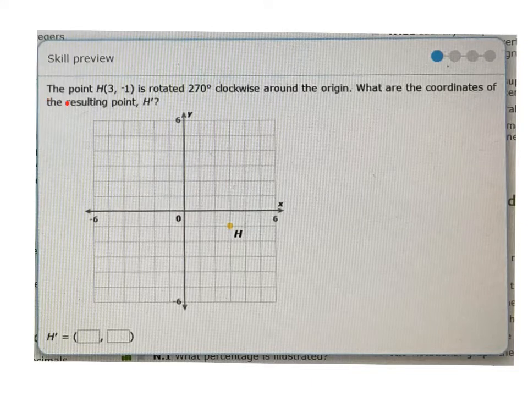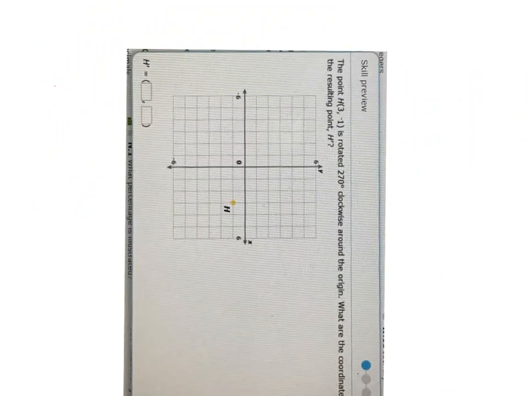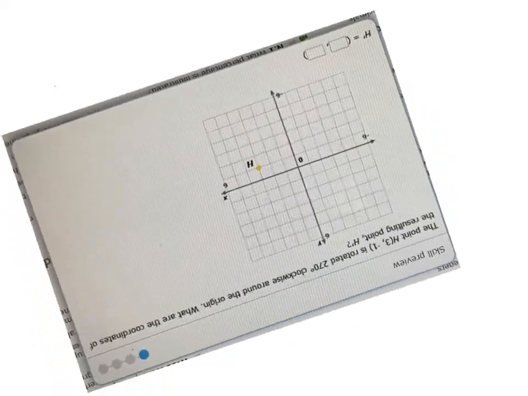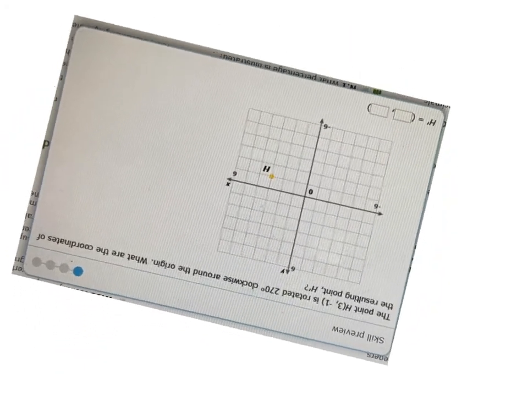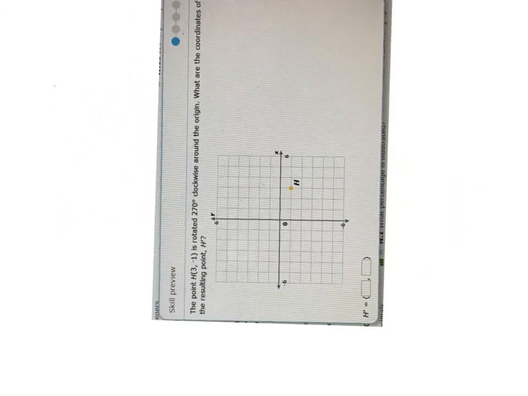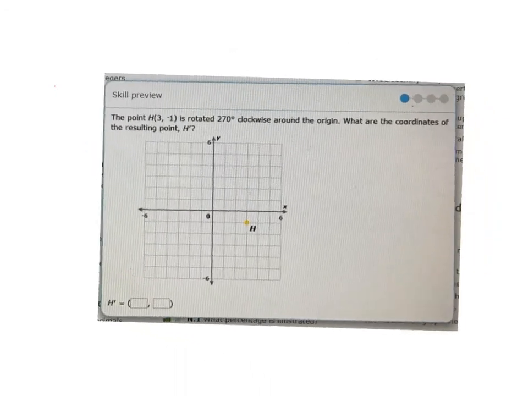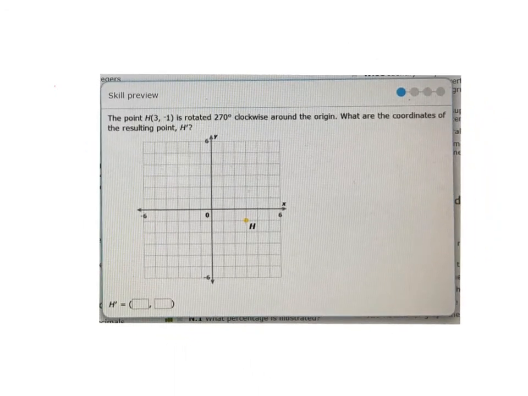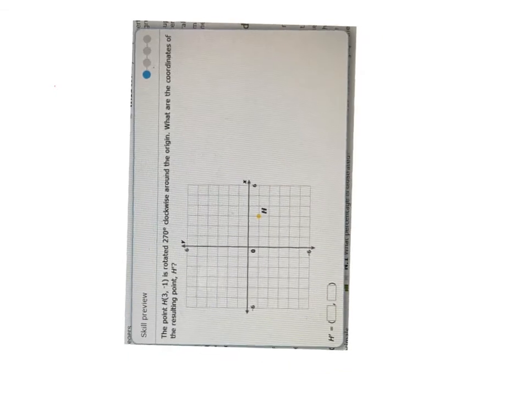This example says the point H, 3 and -1, is rotated 270 degrees clockwise around the origin. What are the coordinates of the resulting point H1? So let's visualize that. Going clockwise, remember, is this direction, the same as a clock. So this is 90. It's in the bottom left quadrant. 180, top left quadrant. 270, top right quadrant. And then back the full 360 degrees.